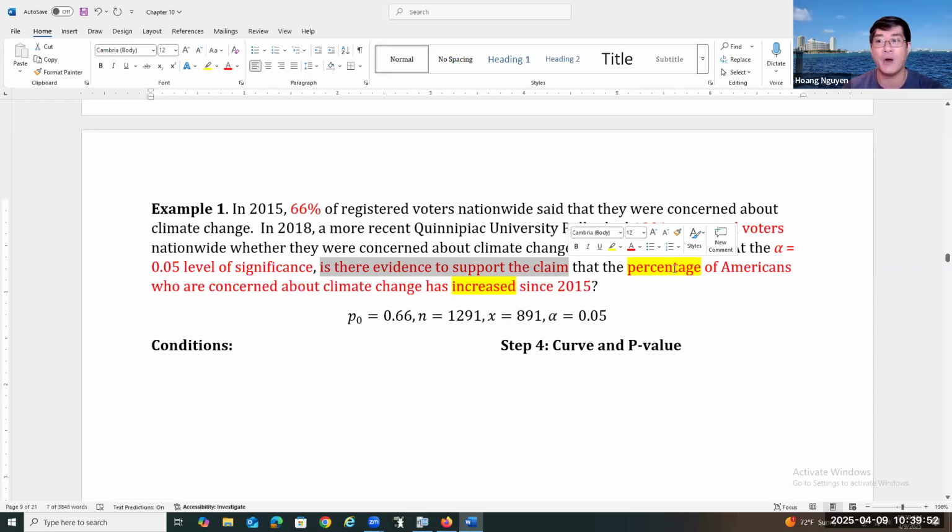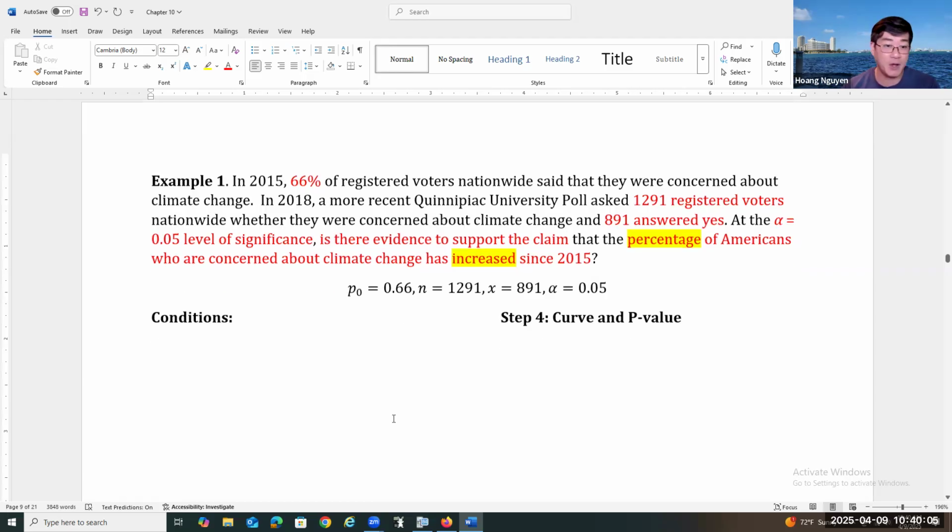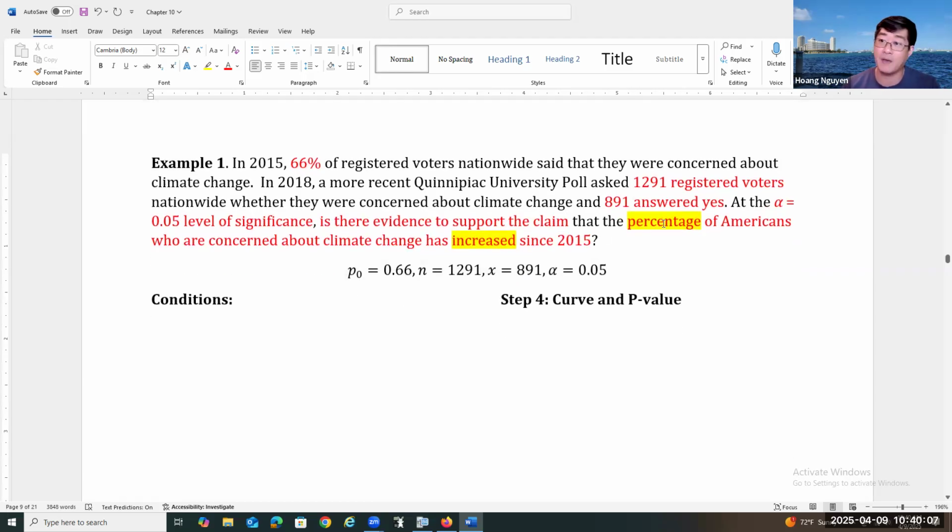And in this case, we only have one sample with the proportion of registered voters who are concerned about climate change, okay? So this is the hypothesis. Let's do step number 0 first, right? This is going to be the hypothesis for population proportion because this is a percentage here.